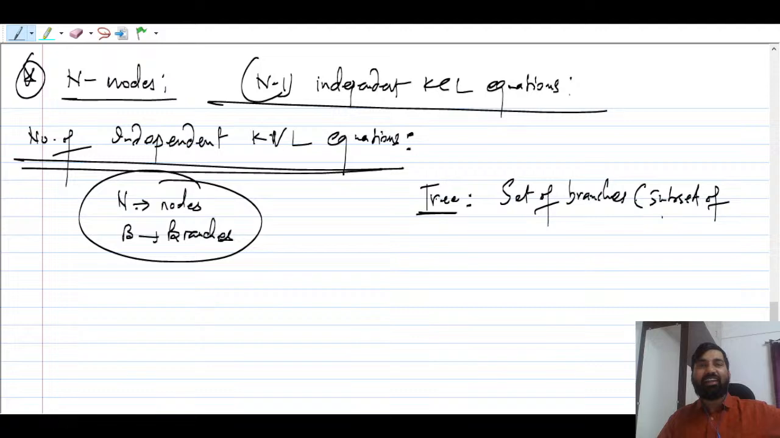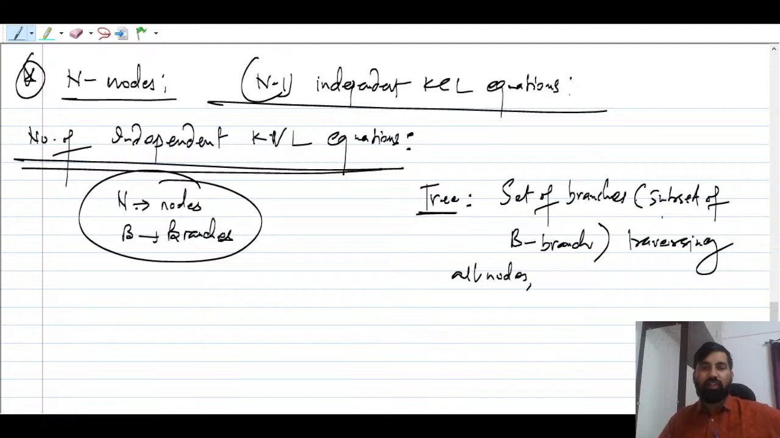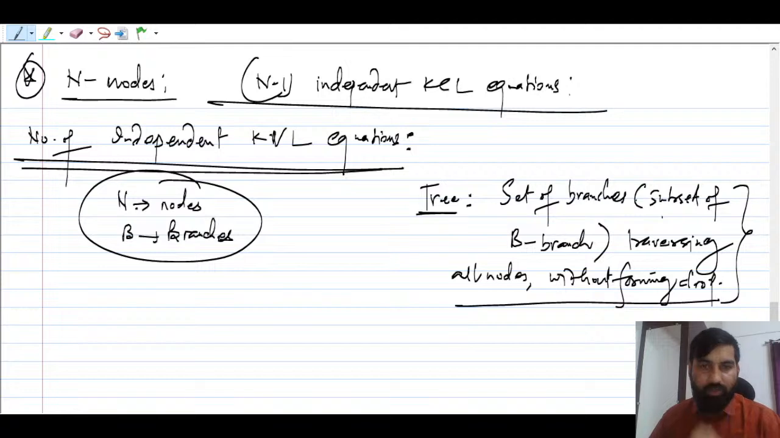Please remember that. I made a mistake earlier by using that word. So remember, a set of branches, a subset of the b branches, traversing all nodes. That should touch all nodes, traversing all nodes without forming a loop. These are the basic requirements for a tree.